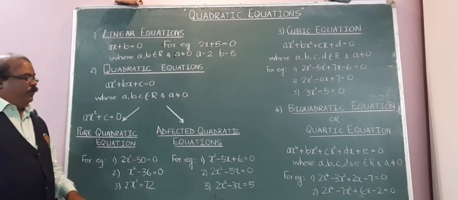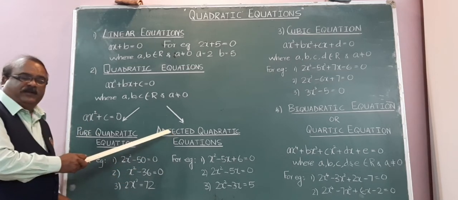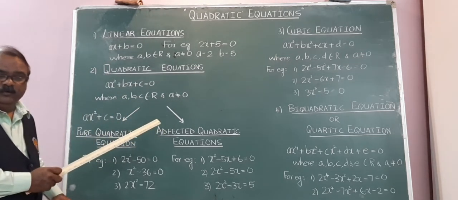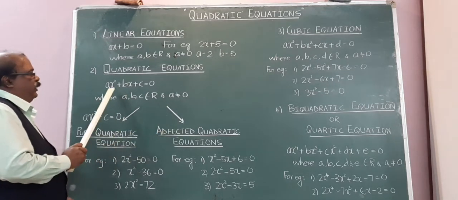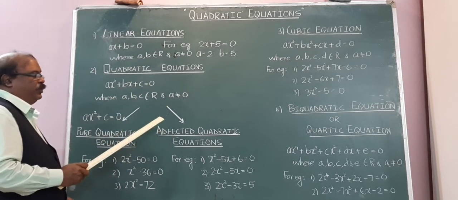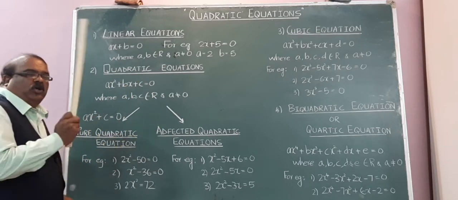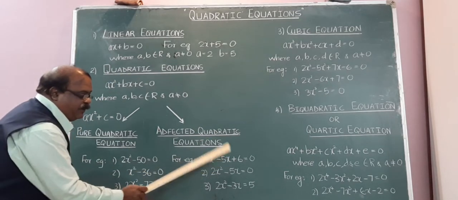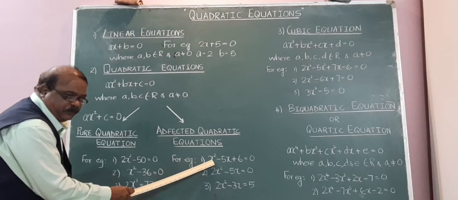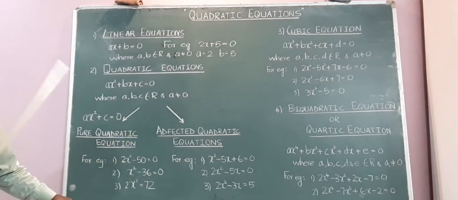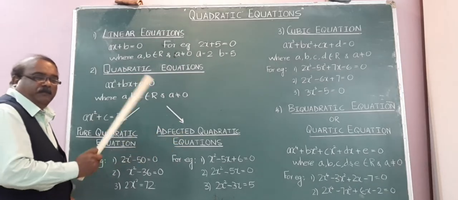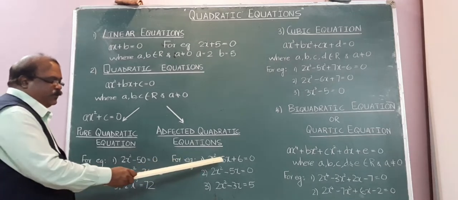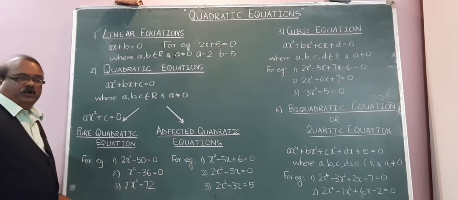Then comes the second type of quadratic equation, and that is an add-affected quadratic equation. Now what's an add-affected quadratic equation? It's an equation of the form ax square plus bx plus c is equal to 0, where a is not equal to 0 and b also should not be equal to 0. That means the variable x must lie both in the first degree and the second degree. I give you an example, x square minus 5x plus 6 is equal to 0.